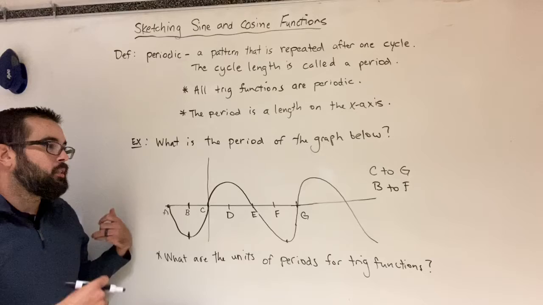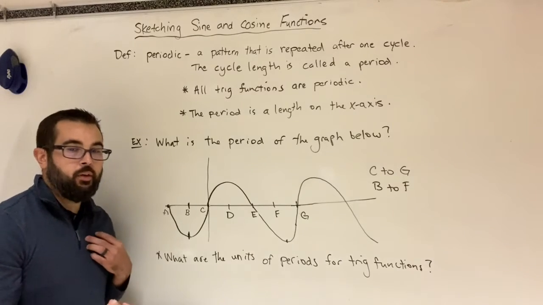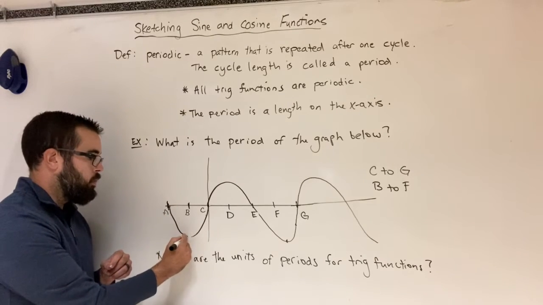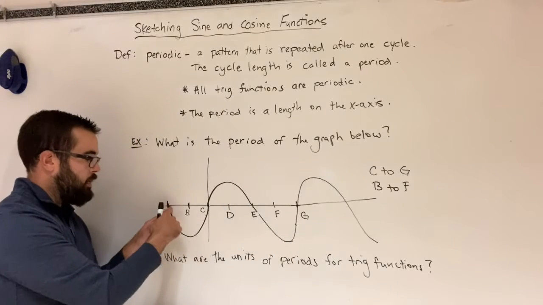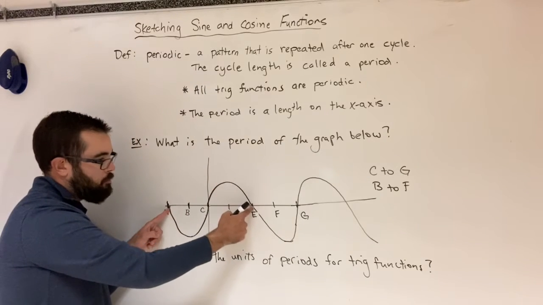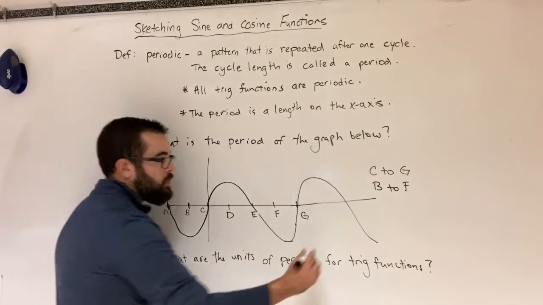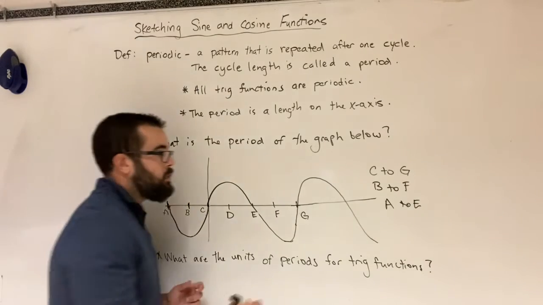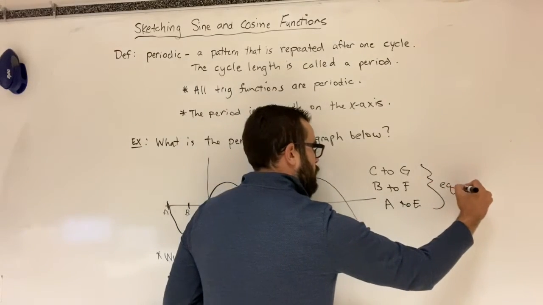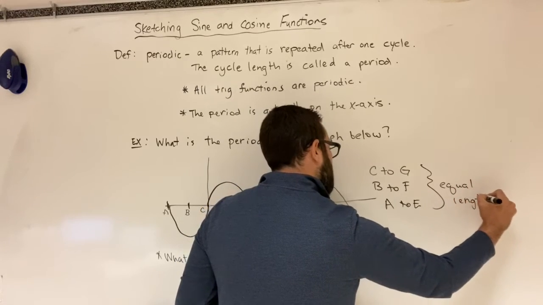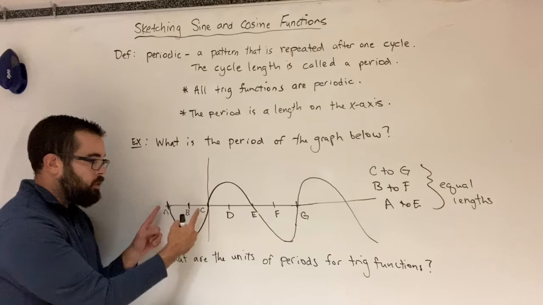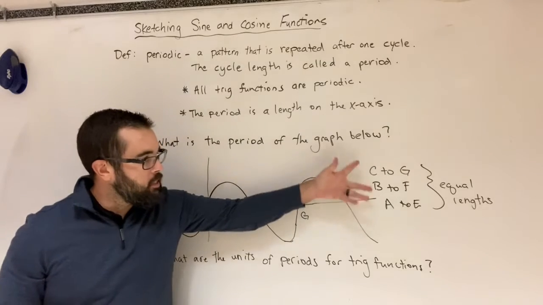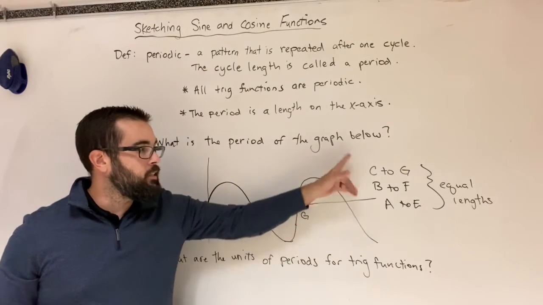What's another way to name the period length, or to name a period? Well, let's say we start at A. If we were to start at A, it starts going down, up, back to the x-axis and down again. So A to E would also be a period. These are all equal lengths. All the spacing between each of these points is equal. So each of these segments along the x-axis are of equal length.